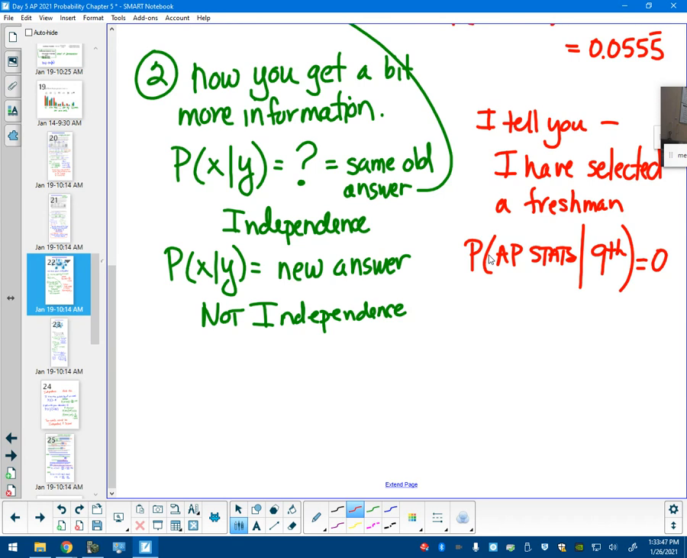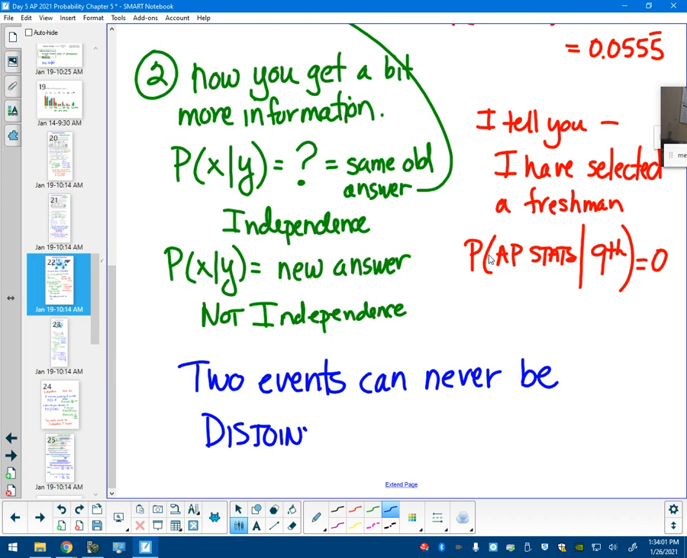This brings up another very important point. Two events can never be disjoint and independent. Because of this right here. There are no freshmen in AP Stat. So if I tell you I have a freshman, you know exactly what the probability is of them being in AP Stat. It's 0. Events that are separate can never be independent. It just can't happen.